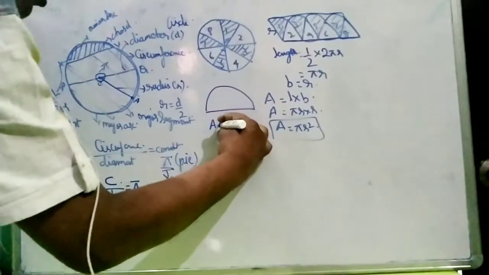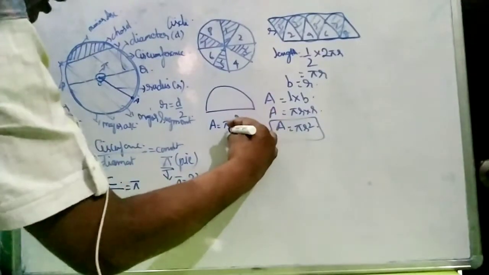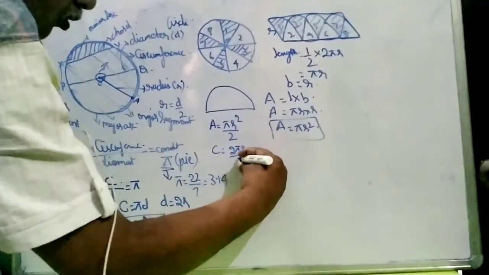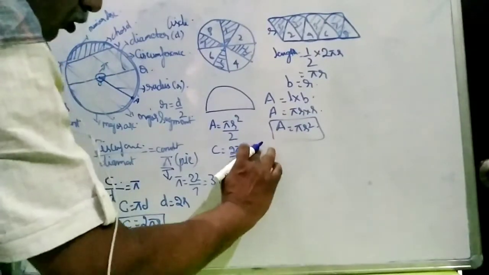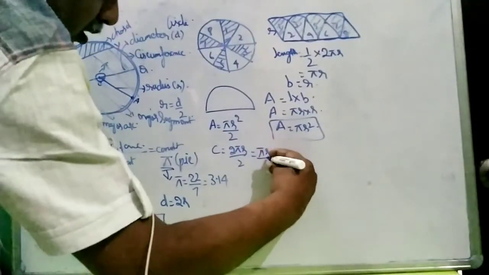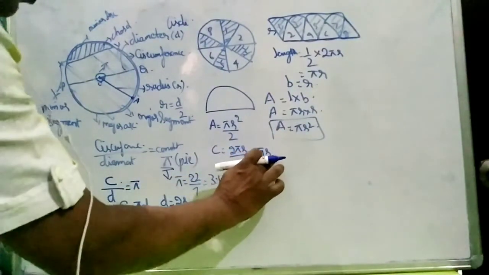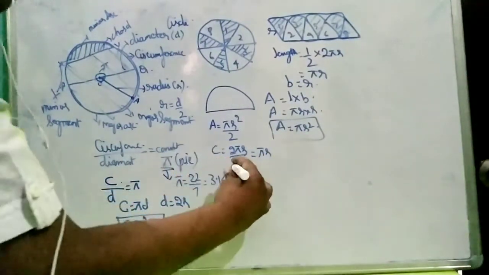So the area is equal to half, because a semicircle is half. Circumference is 2 pi r upon 2. So it is pi r upon 2. It will be pi r, because the 2 and 2 will be cancelled.